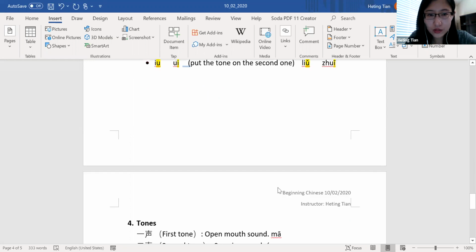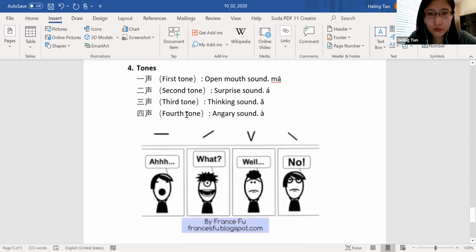Okay, let's move on to the tones part because some of you have a really hard time on the tones part. There are four main tones. The first main tone is 一声, first tone. That's an open mouth sound like ma. Let me take away the initial. Open mouth sound. Second tone, 二声, surprise sound or question sound like what?